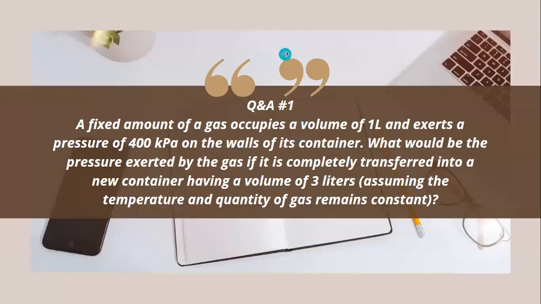So this is the first example. Question number 1. A fixed amount of a gas occupies a volume of 1 liter and exerts a pressure of 400 kilopascal on the walls of its container. What would be the pressure exerted by the gas if it is completely transferred into a new container having a volume of 3 liters, assuming the temperature and quantity of gas remains constant?